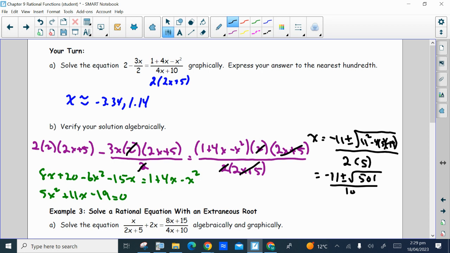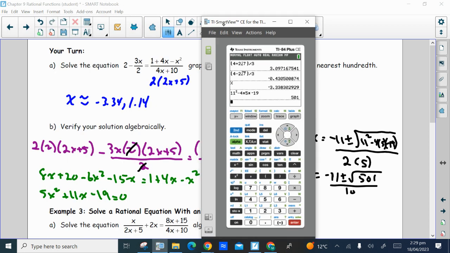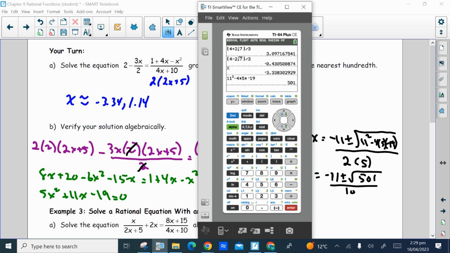And because we just want to verify our irrational numbers, we don't really have to try and simplify that. I'm not sure that 501 can be reduced, so we'll just use the calculator to get our answers. So negative 11 plus the root of 501 in brackets, all divided by 10.